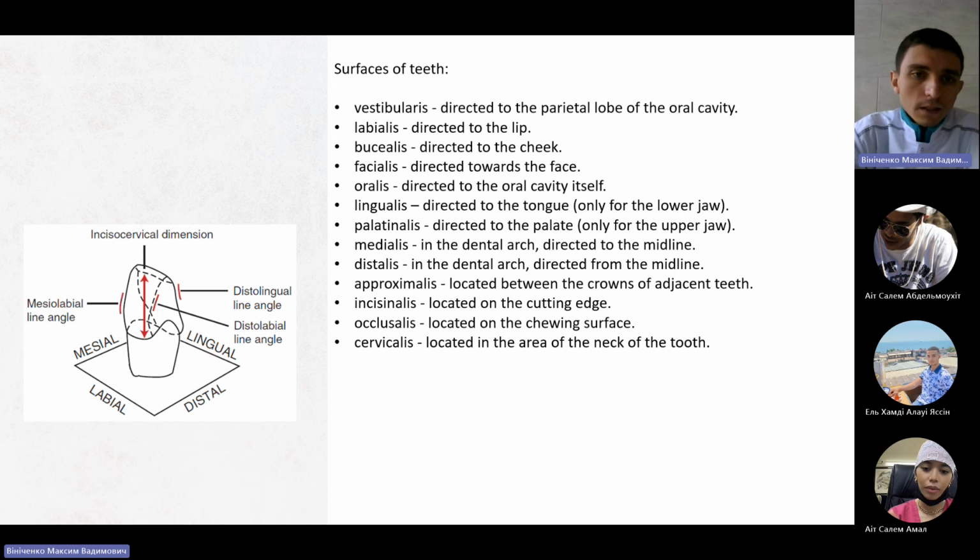Approximalis is a contact located between the crowns of adjacent teeth. Incisalis, located on the cutting edge. Occlusalis, located on the chewing surface. Chewing surface, we talk about premolars and molars. We know that the frontal teeth have only the incisalis surface, but not the occlusalis. And the cervicalis is located in the area of the neck of the tooth. It's lying between the clinical crown and clinical root.